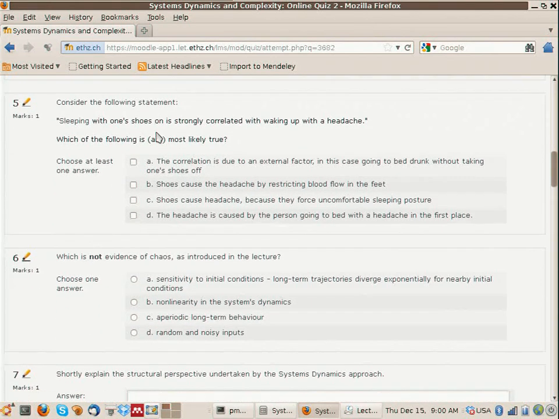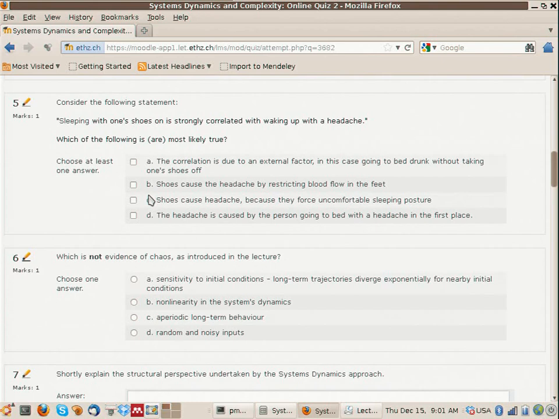So I came up with this question. The idea was the following. It was the relationship between correlation, the difference between correlation and causality. The notion is that correlation does not imply causality. So you go to bed with your shoes on and then you wake up with a headache. So what can we say about the situation?